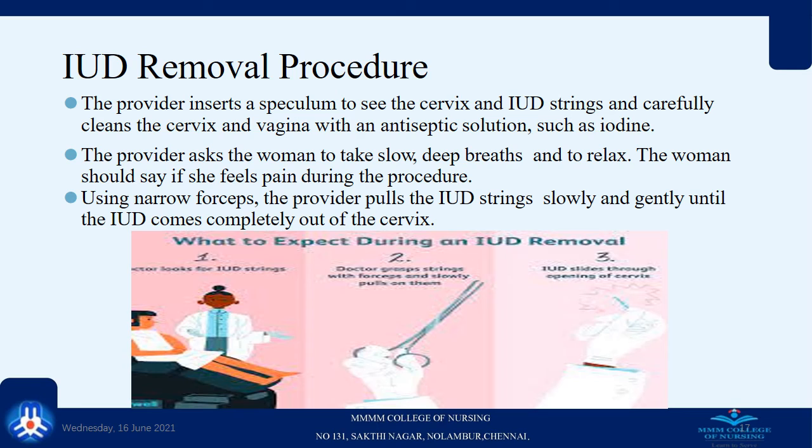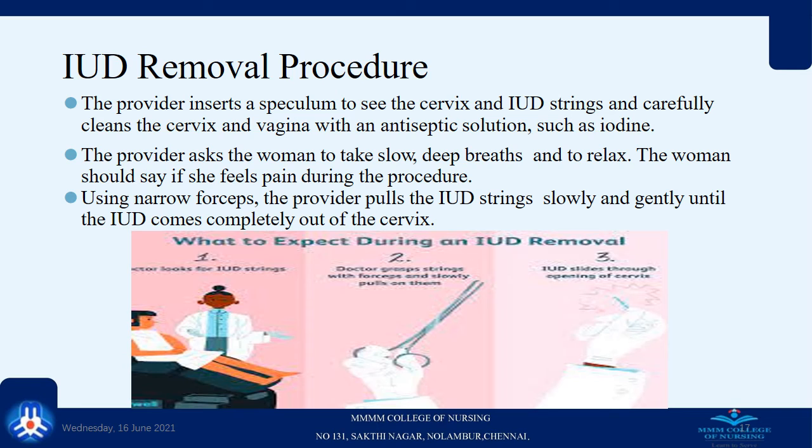Next we can see the IUD removal procedure, how this intrauterine device can be removed. The provider inserts a speculum to see the cervix and the intrauterine strings, and carefully cleans the cervix and vagina with an antiseptic solution such as iodine. This is the same as the insertion. The speculum is inserted to visualize the cervix, and once we visualize the cervix, we should see the strings or thread hanging out. Then we have to clean the area with antiseptic solution.